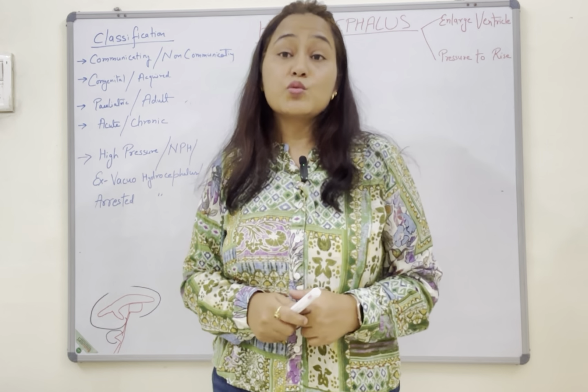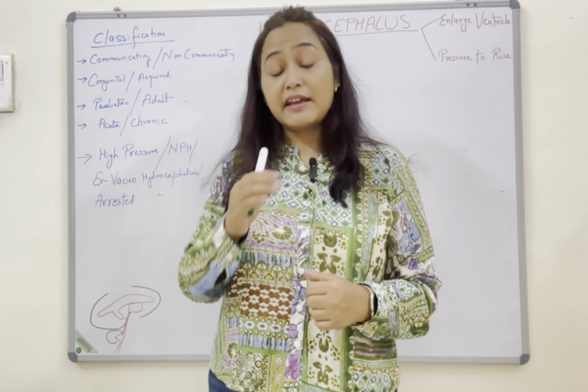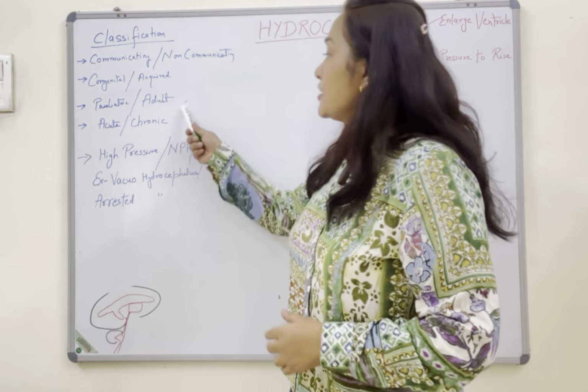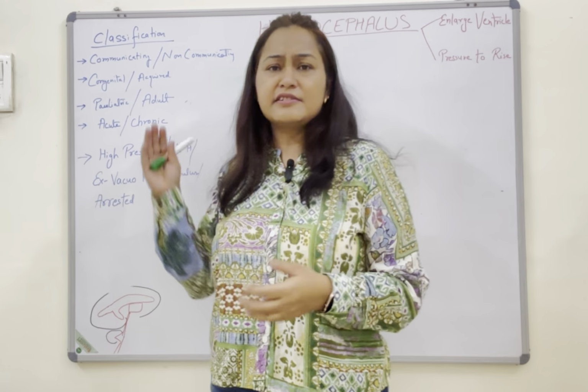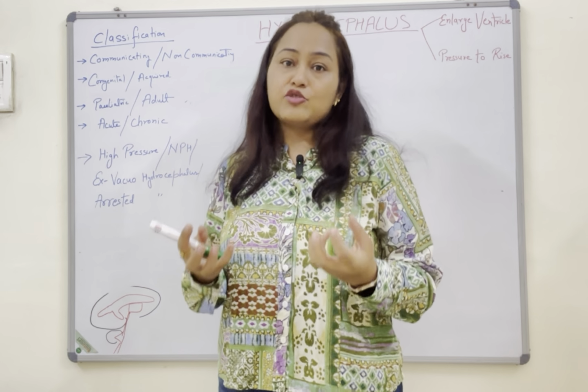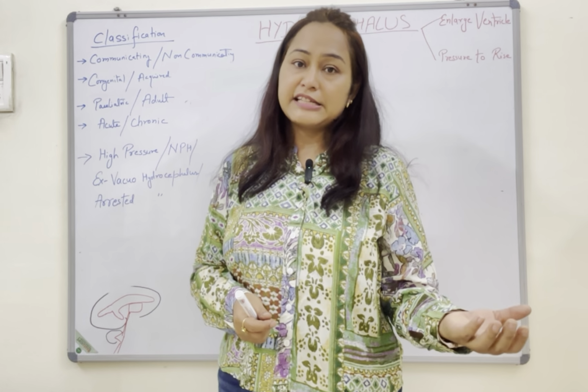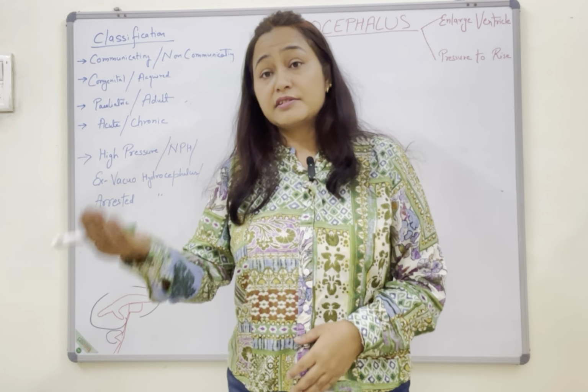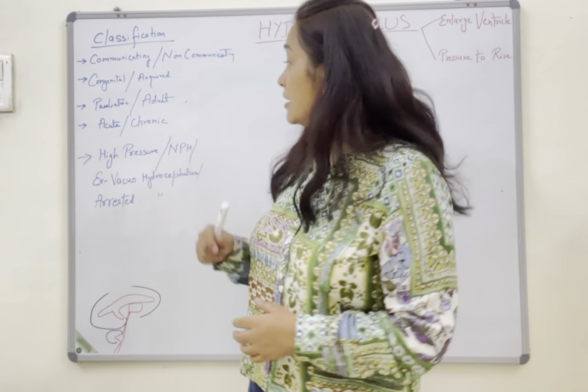And it is associated with, or it is a sequela of, some causative factor, right? What is pediatric and adult? That means it is divided on the basis of the age of the patient. If hydrocephalus is seen in a pediatric patient, it is pediatric hydrocephalus. If it occurs in an adult, that is called adult hydrocephalus.